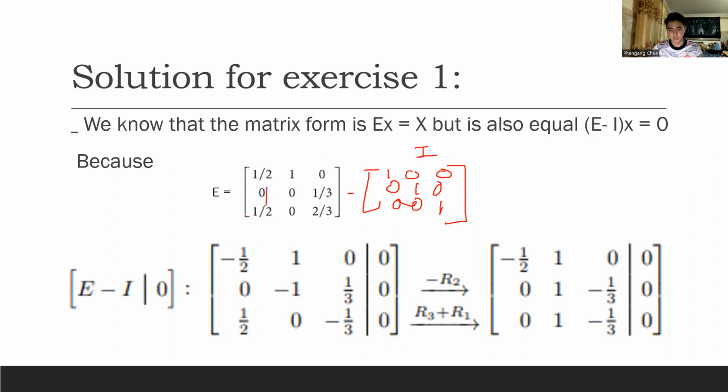So 1 and 2 minus 1 is equal to minus 1 and 2. 1 minus 0 is equal to 1. 0 minus 0 is equal to 0. 0 minus 0 equals 0. 0 minus 1 is equal to minus 1. 1 on 3 minus 0 is equal to 1 on 3. 1 on 2 minus 0 is equal to 1 on 2. 0 minus 0 is 0. 2 on 3 minus 1 is equal to 2 minus 3 on 3, which is equal to minus 1 on 3.